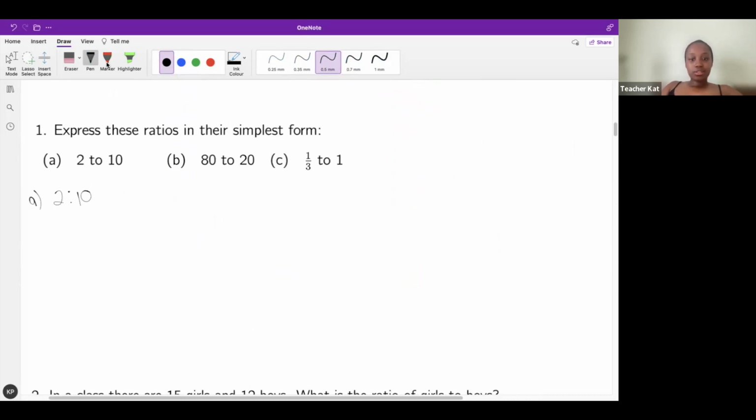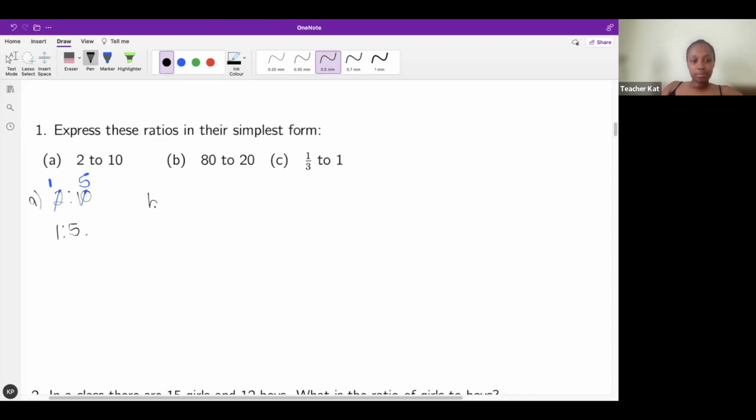2 and 10, do we have a common factor here? Yes. What is the common factor? It is 2. So 2 goes into itself how many times? Once, and into 10, 5 times. So then the simplest ratio would be 1 to 5.